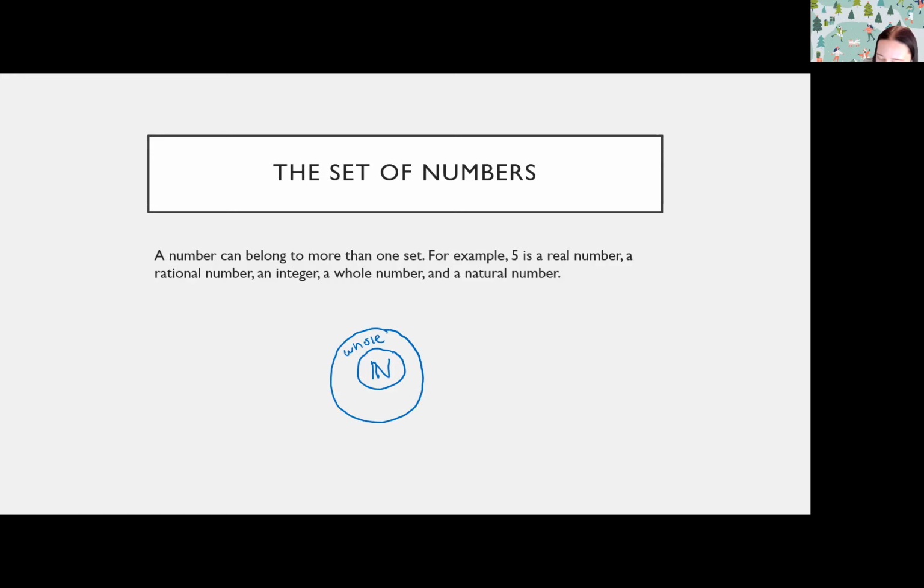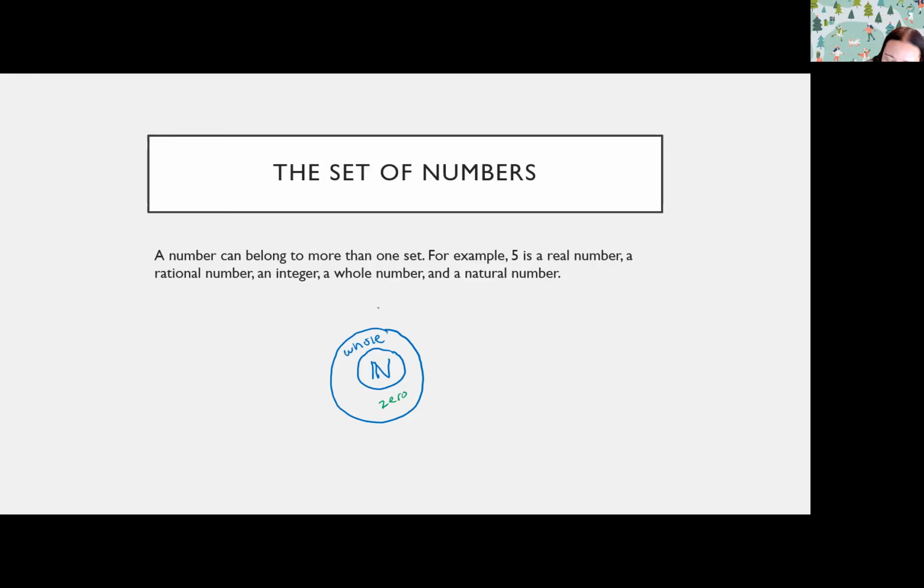When you add in 0, maybe I'll use a different color for 0, just so that it doesn't look like another circle. So maybe I'll just write the word there. So the whole numbers are the natural numbers plus 0. Inside the whole numbers, you have the naturals and 0.